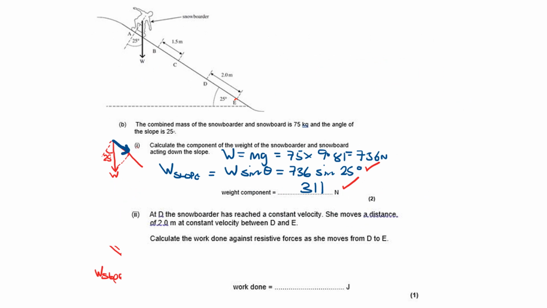Part 2: at D, the snowboarder has reached a constant velocity. She moves a distance of 2 meters at constant velocity between D and E. Calculate the work done against resistive forces as she moves from D to E.